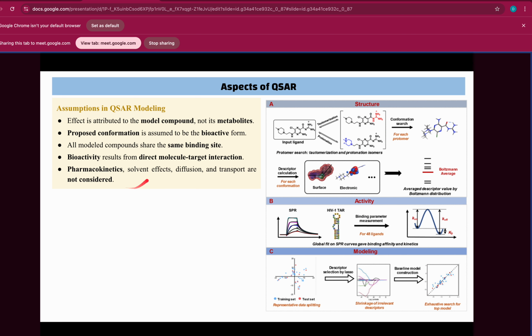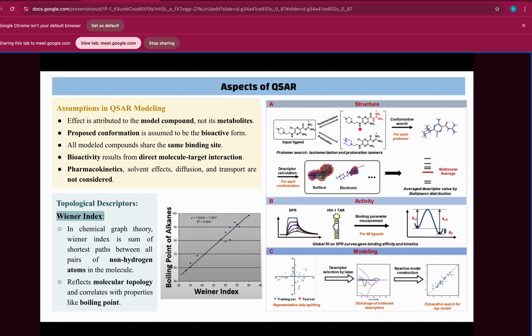So these are some of the assumptions which do not always hold true, because in some cases the model compound's metabolite could be effective, or it's not that only the model compound is giving rise to a certain effect. Maybe it gets metabolized in the body and its metabolite is also bringing about certain changes. So all these things are not considered while doing QSAR modeling.